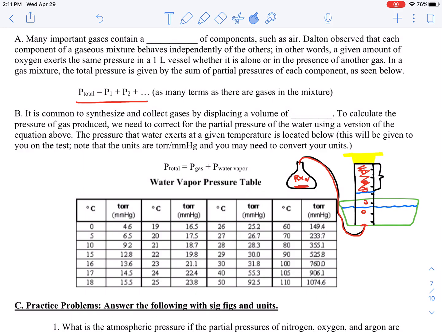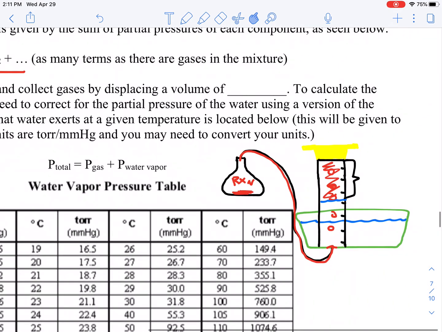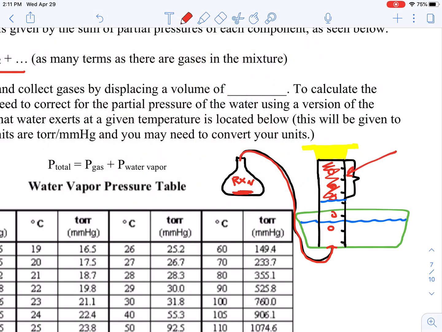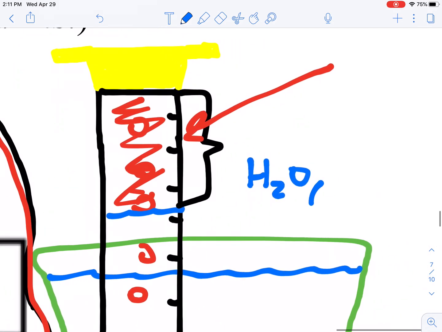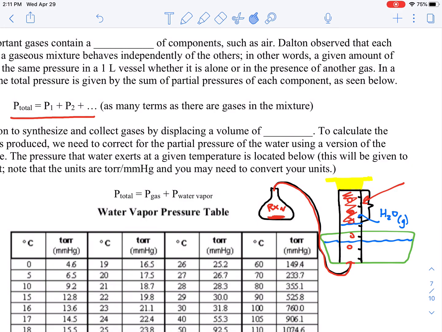So that's all well and good, except that it turns out that water vapor has a pressure. So in addition to the gas that's sitting up here, this red gas that I've drawn in here, there's also a little bit, not much, there's also a little bit of water vapor, so H2O as a gas, that's stuck in here. And so we need to subtract off the vapor pressure of water to get an accurate pressure of our gas. And so that happens with this application of Dalton's law.